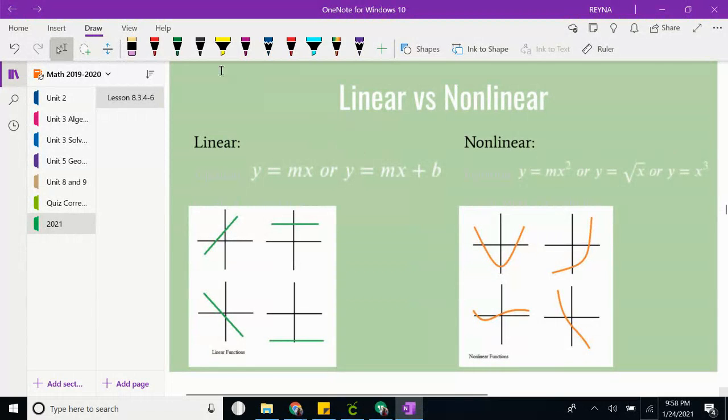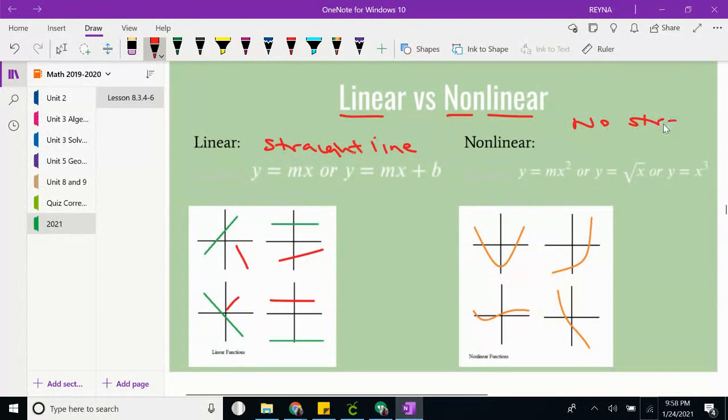If we look at linear, the way I remember is linear starts with a line. So that means we're going to create a straight line. And you see it over here, we got all these straight lines. Very good. Non-linear starts with no line, meaning they don't have a straight line. They're curved. You see how they curve, curve, curve, curve. So curved lines versus straight lines. Linear versus nonlinear.